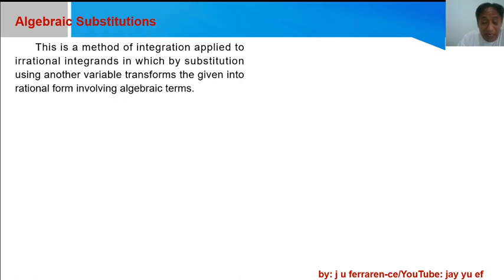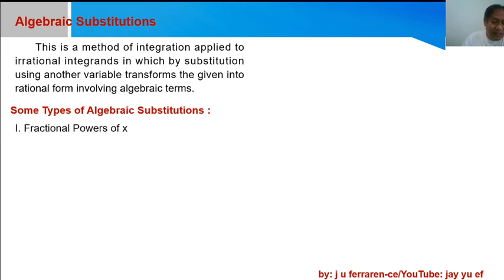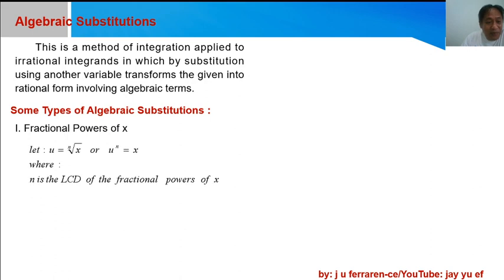Now, these are some of the kinds of algebraic substitution. First, we have the fractional powers of x. As indicated below, we can replace our u with the expression which is an nth root of x, or you can have u to the power n equal to x to remove your radical. So we can raise to a power n both sides of our equation, and that is equal to x, where n represents the least common denominator of the fractional powers of x.